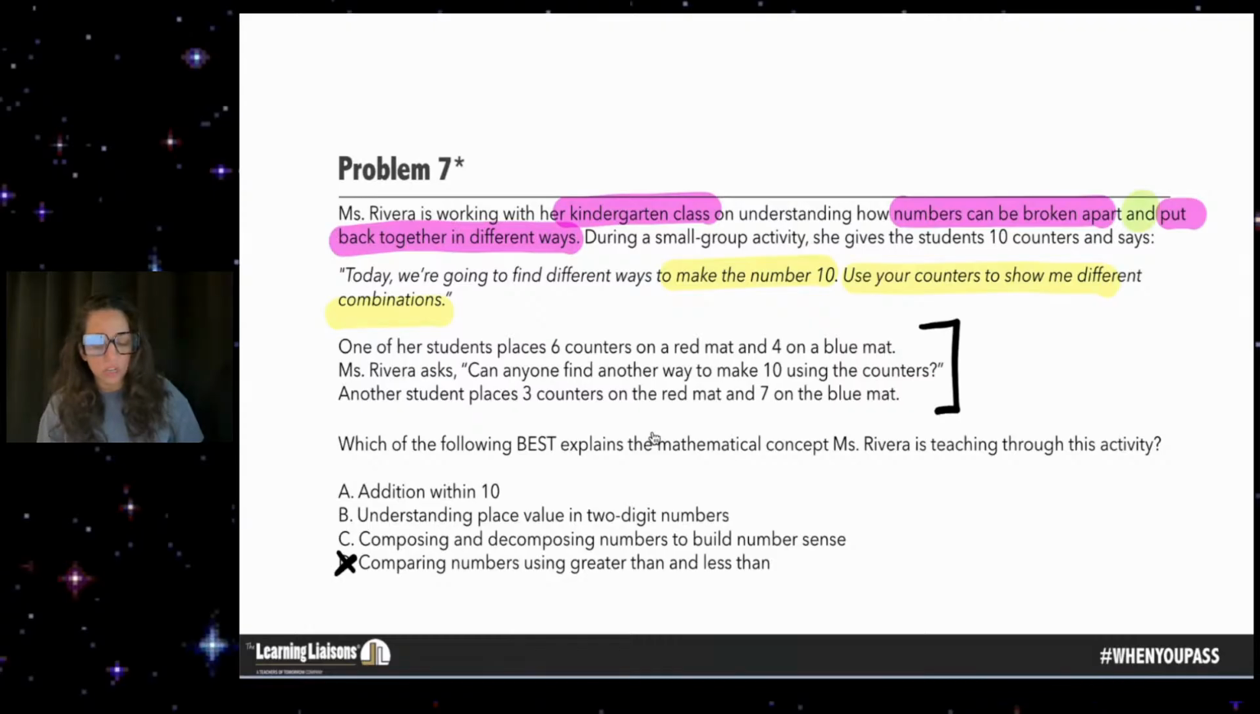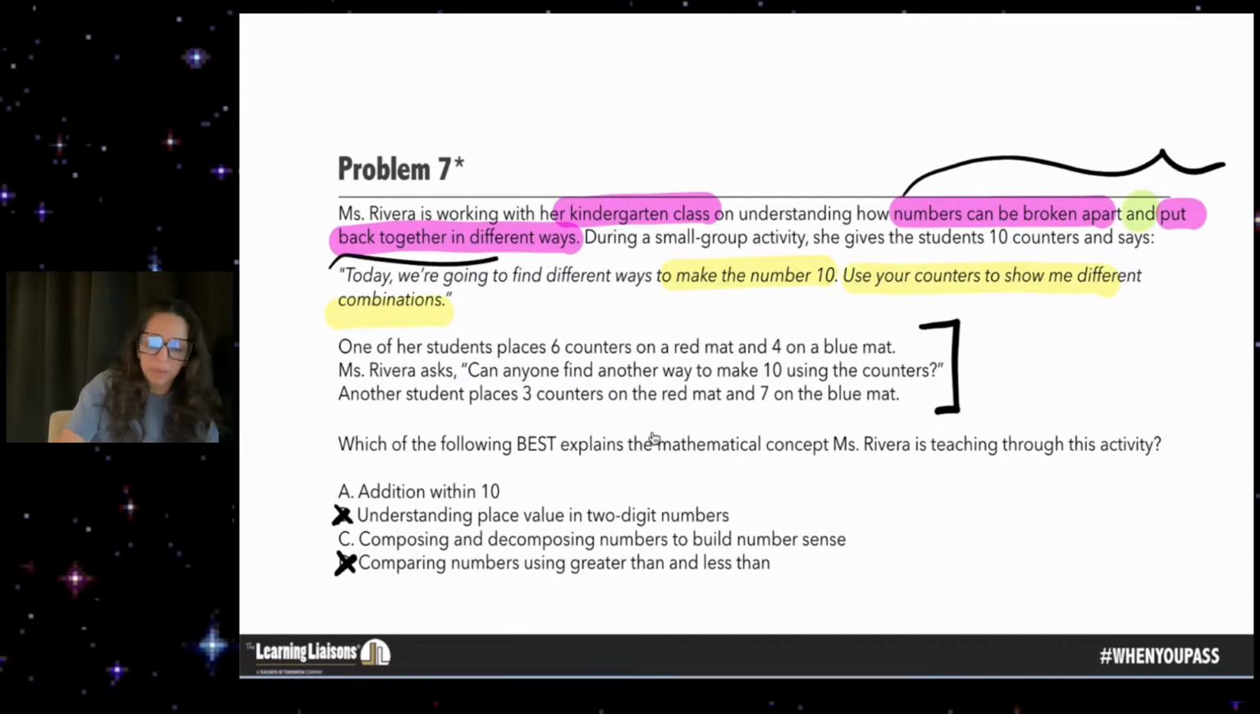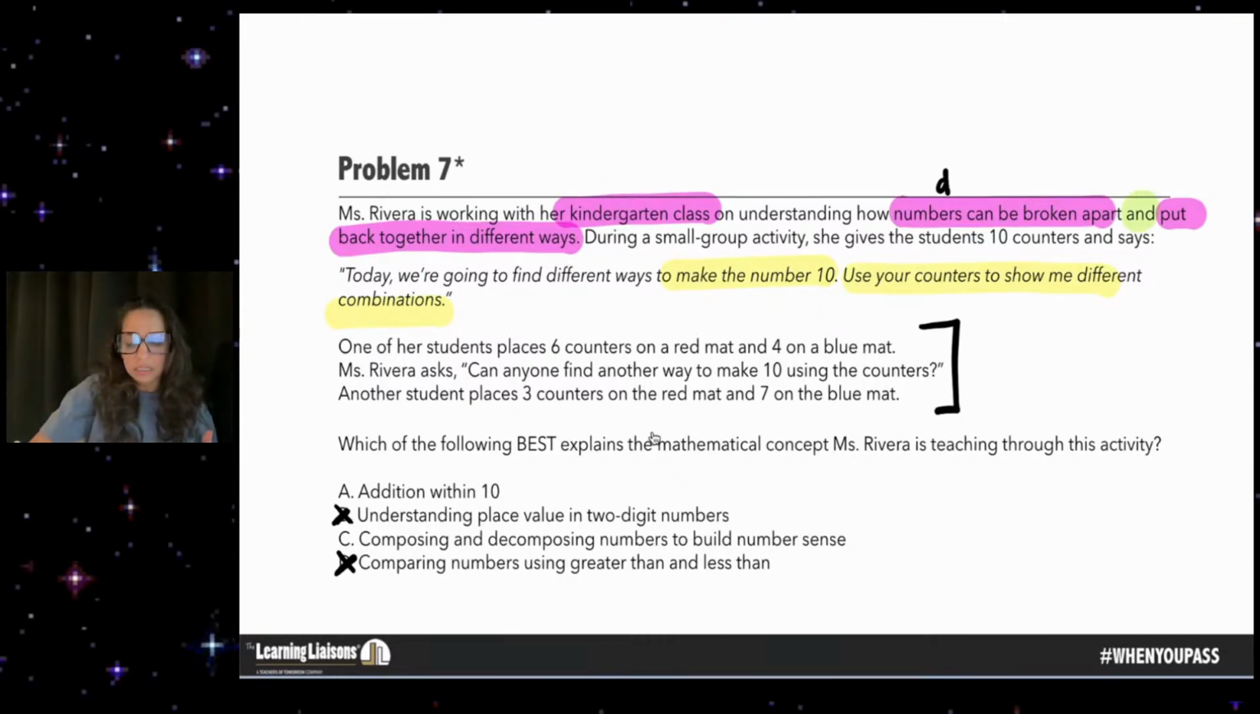Understanding place value in 2-digit numbers. We are only dealing with the number 10 and we're breaking the number 10 apart into different combinations. So we're not really diving into the understanding of place value. However, are we doing addition within 10 or are we composing and decomposing numbers to build number sense? This right here gives it away. Numbers can be broken apart, decomposition, and put back together, composition.